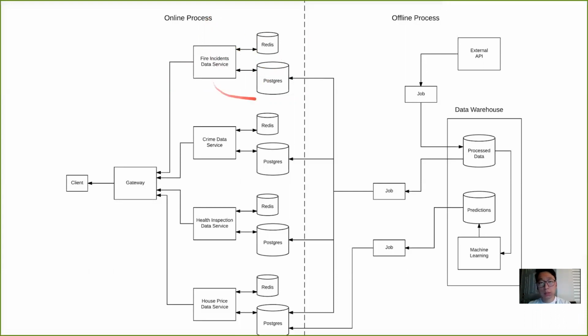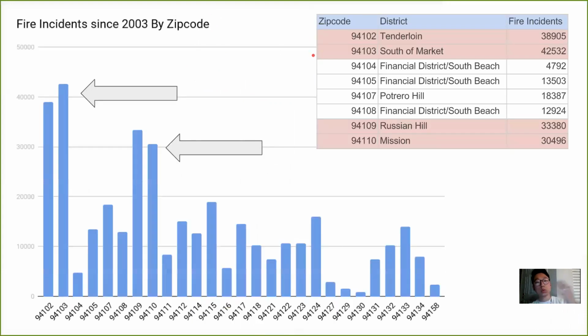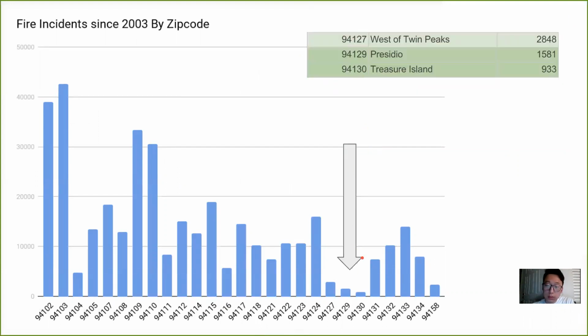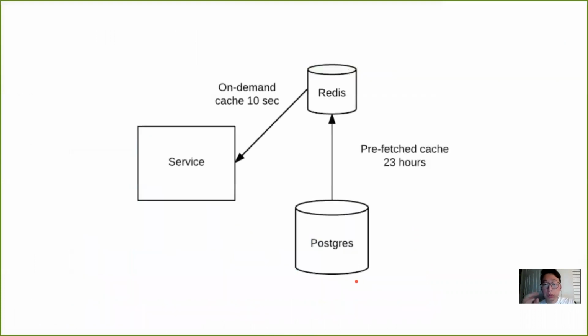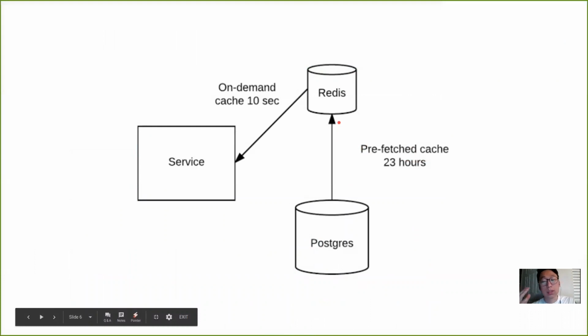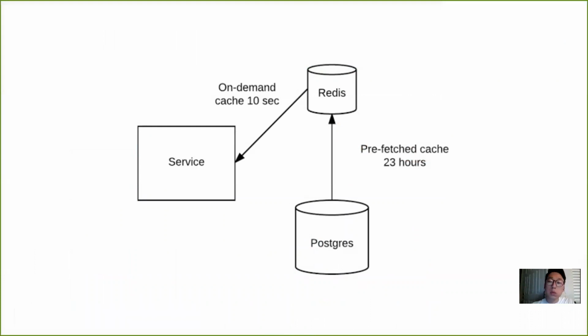Something interesting that happens is that we do some caching, but what do we cache? Since 2003, the 4 areas with the highest fire incidents were Tenderloin, South of Market, Russian Hill, and Mission. The 3 lowest fire incident areas were west of Twin Peaks, Presidio, and Treasure Island. We thought these would be areas of high interest, so we pre-fetch the data and cache it for 23 hours, because we know our data does not change within 24 hours.